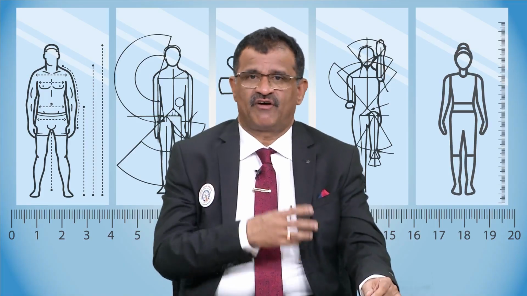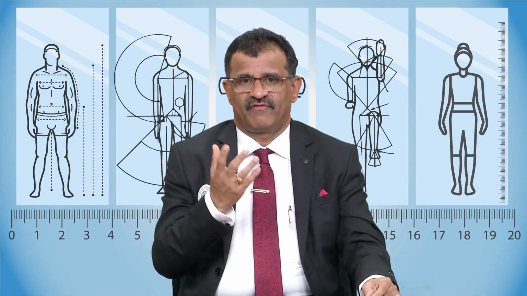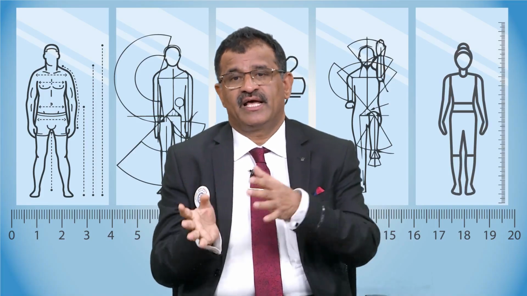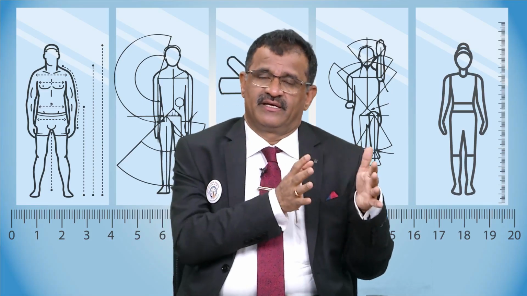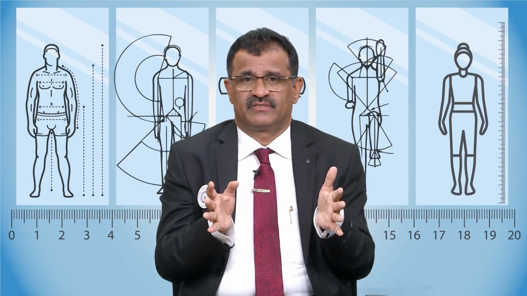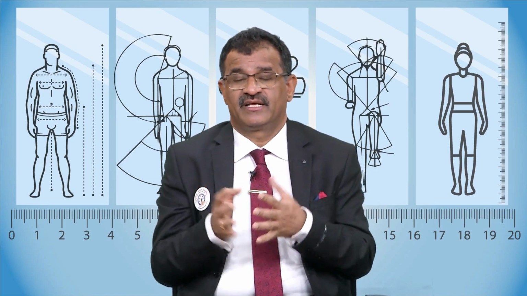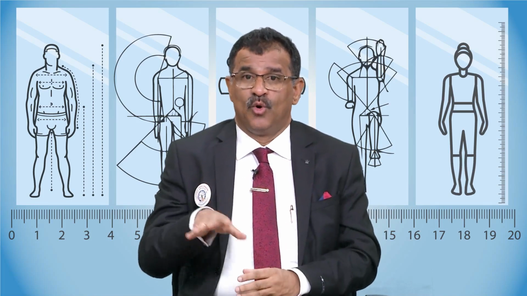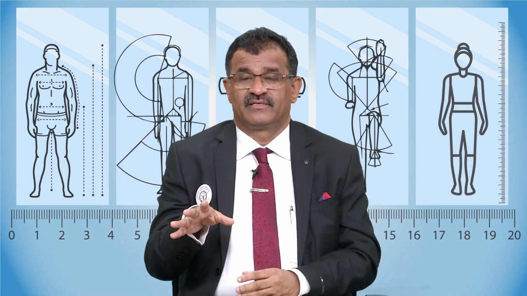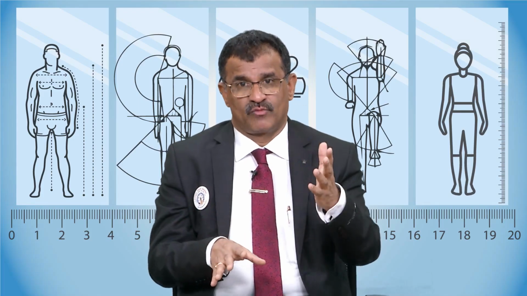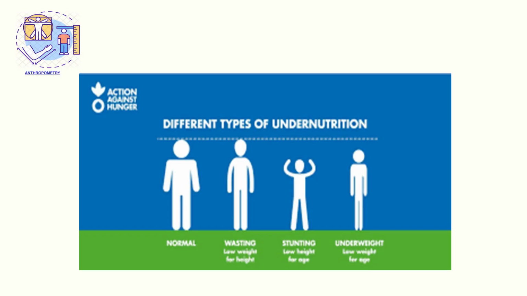So, different types of undernutrition we have already discussed, and they are to be related to a normal person, like wasting, stunting and more underweight, and a normal person. This image will give you full idea about undernutrition and normal nutrition.